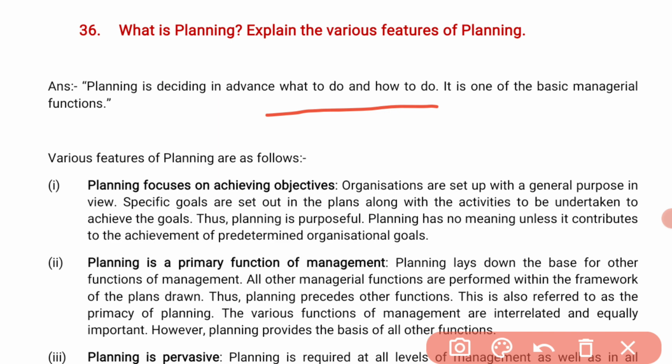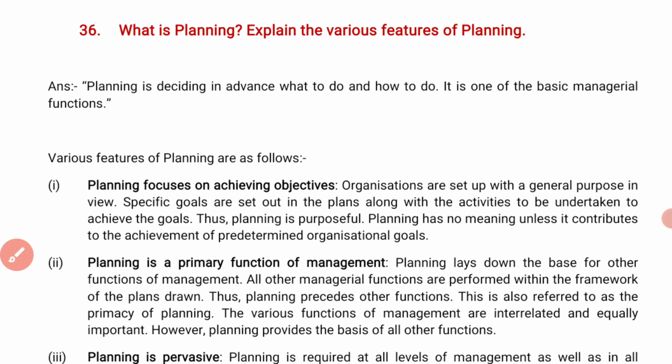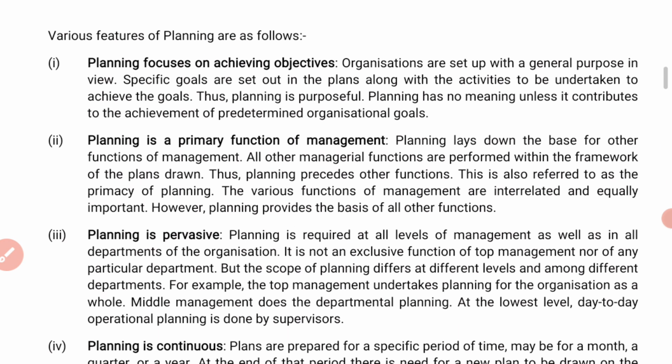Planning is nothing but what? It is the first function of management. Planning is nothing but thinking in advance what to do and how to do. It is one of the basic managerial functions. Explain the various features, they have asked here. So let us see the various features of planning.